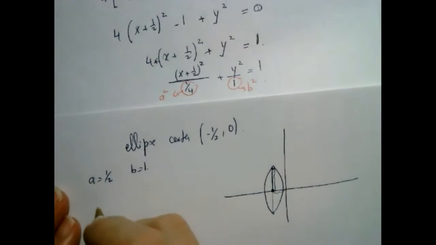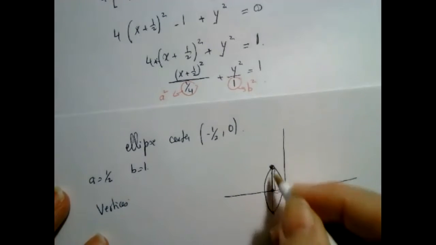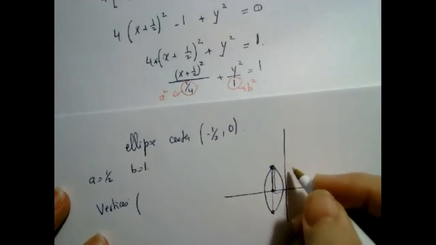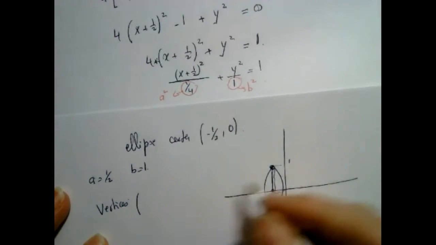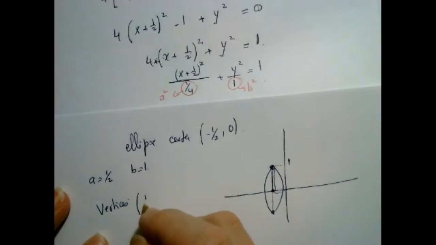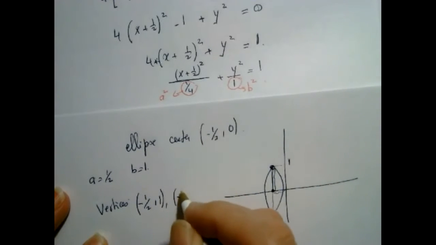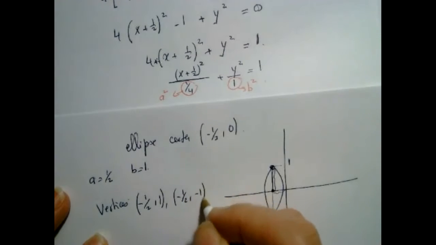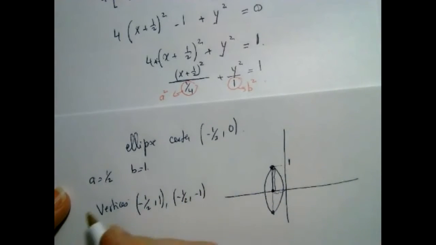Okay, so now the vertices are going to be this point and that point. So this point is a 1 in here. So it's going to be minus a half, 1, and minus a half, minus 1. These are the vertices. Now for c squared, we know that's an ellipse, so it's the largest, minus 1 over 4, which is 3 over 4.